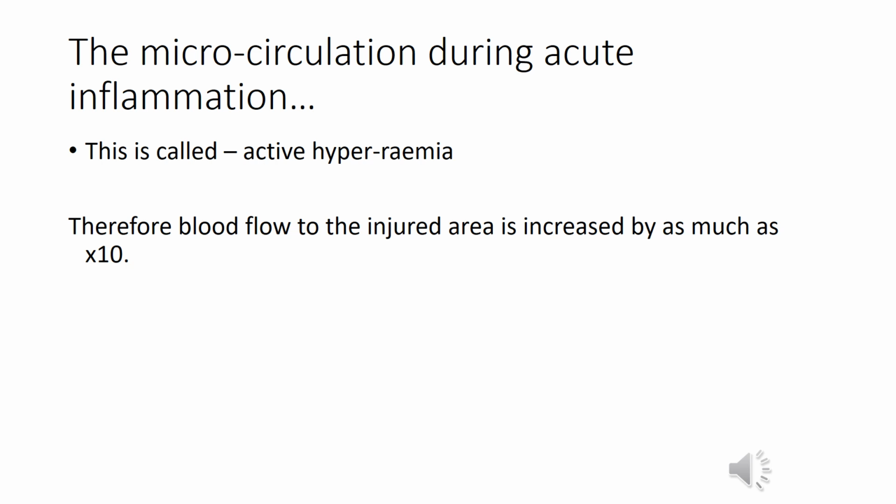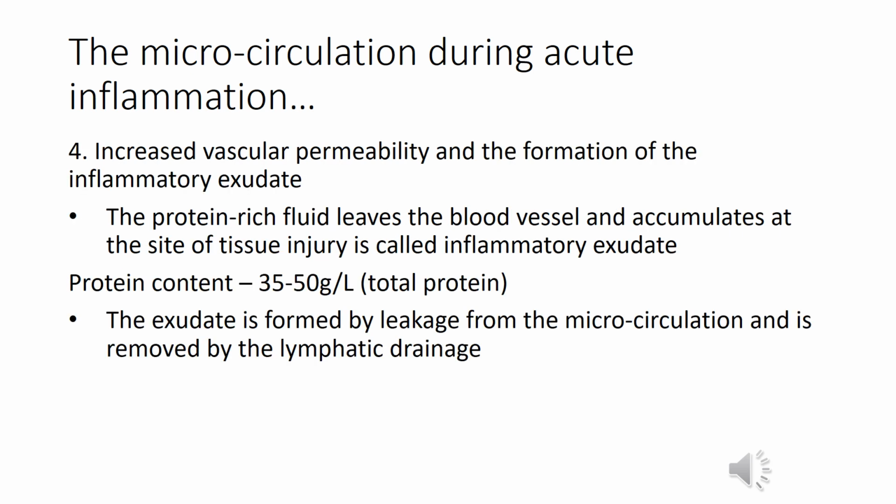And usually when there is an inflammatory response and all these blood vessels are opening up, there's vasodilatation, and the amount of blood flowing to the injured tissue will usually increase by up to 10 times. Then there is increased vascular permeability, like we said, which is responsible for formation of the inflammatory exudate.